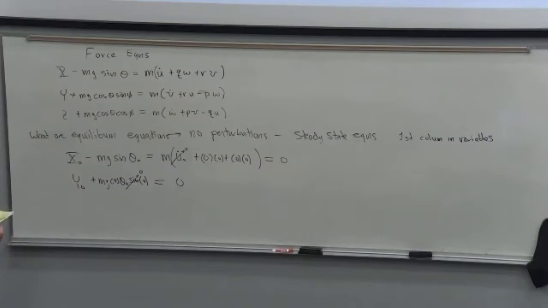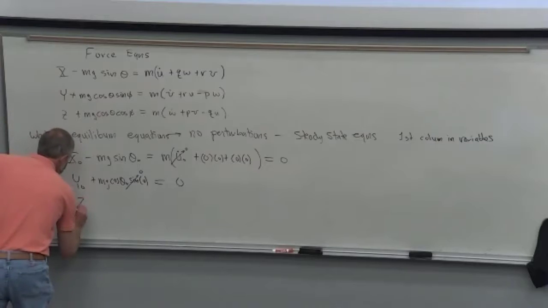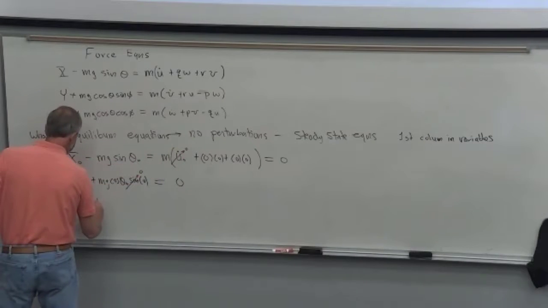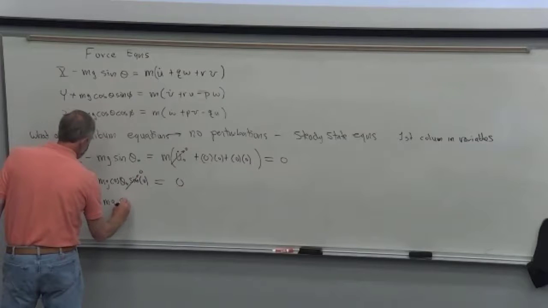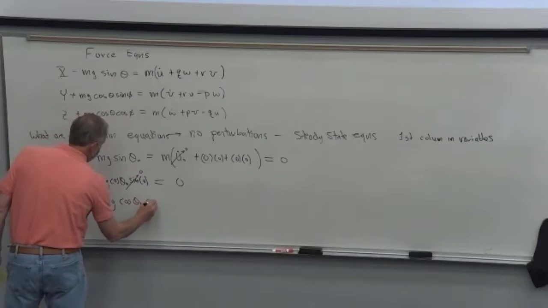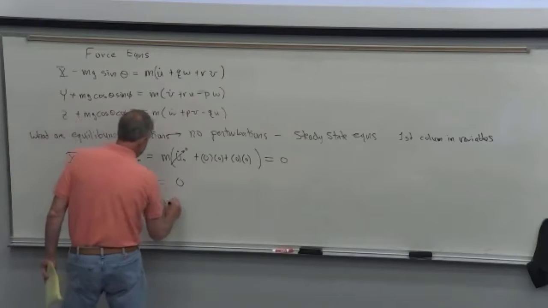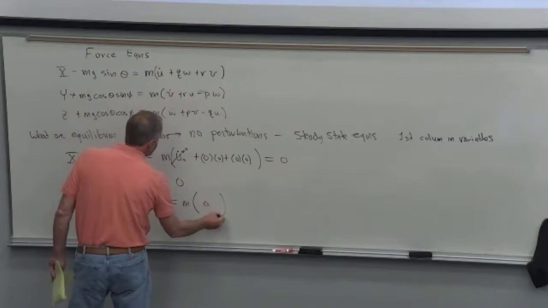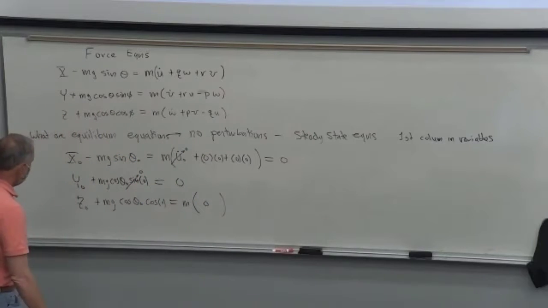Now we need to do the Z. So this one's easy. And then Z, we just have a Z0, again looking at the first column. Here we got mg cosine theta 0, cosine of 0 bank angle, is equal to m times 0, because all of this stuff is 0. So these are called the steady state equations, and they have to hold because if there's no perturbation, we're in that steady state flight. And so they have to satisfy the equations of motion at that 0 flight condition. Because it's a valid flight condition, right?